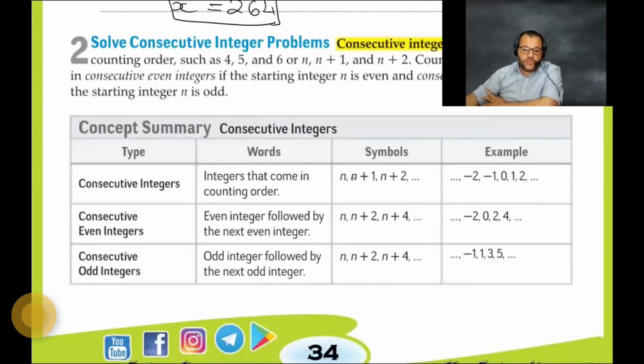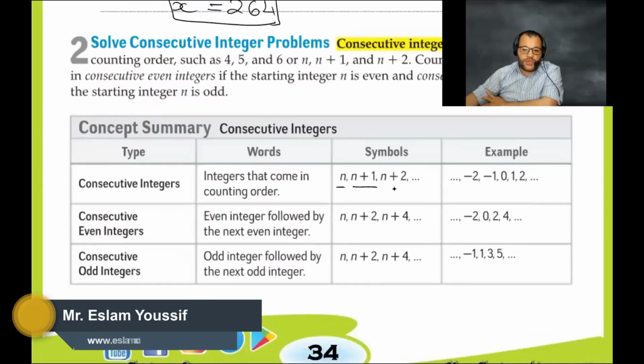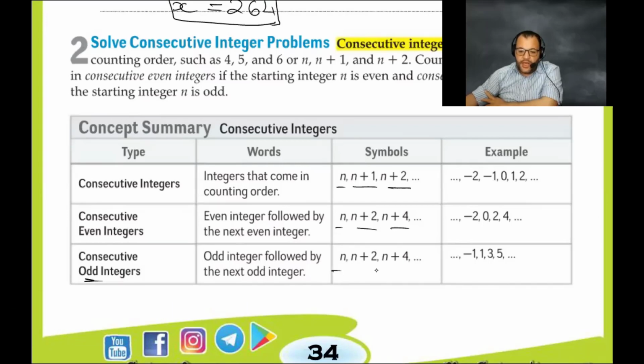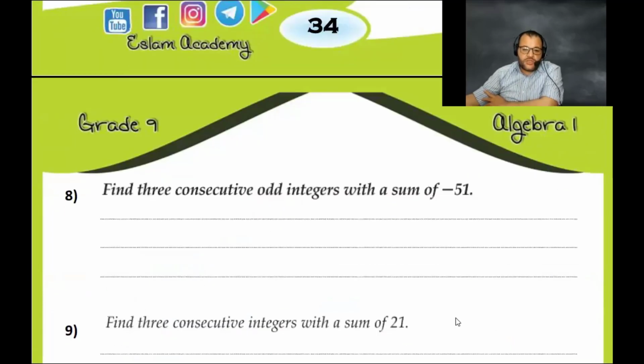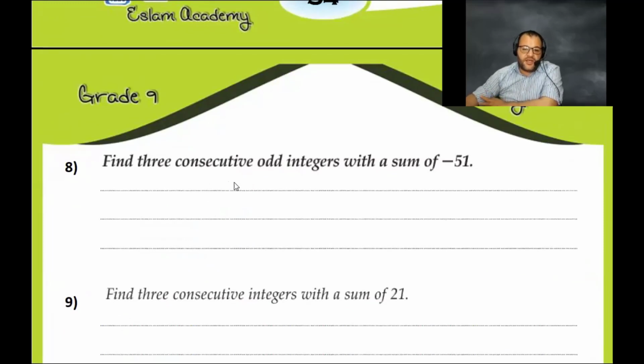If you need consecutive numbers, the first one would be n, n plus 1, n plus 2. If you need consecutive even numbers, it will be n, n plus 2, n plus 4. Even if they are odd, it will be n, n plus 2, n plus 4, and so on. So the question says: find 3 consecutive odd integers with the sum negative 51.